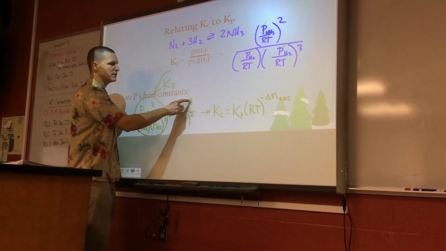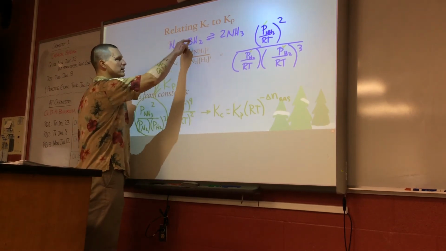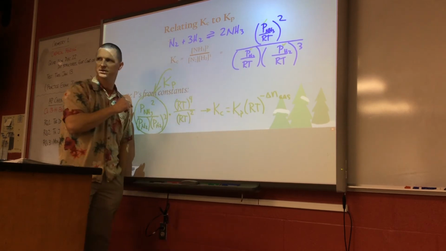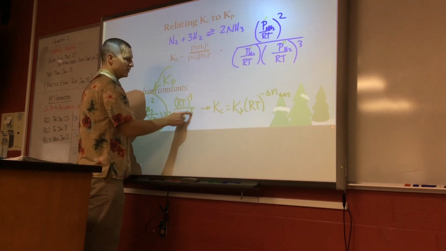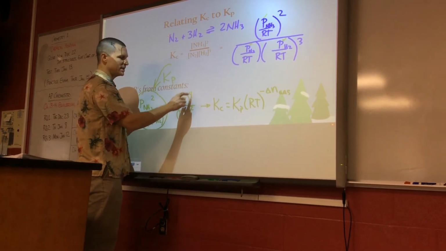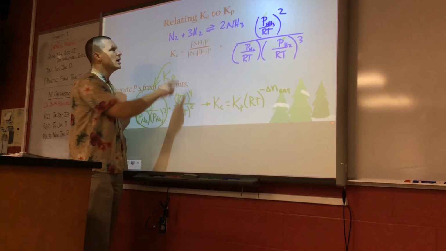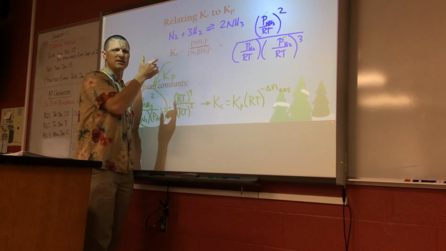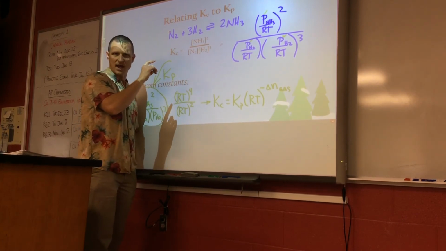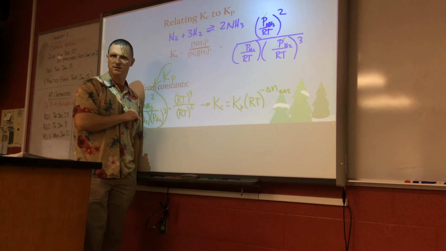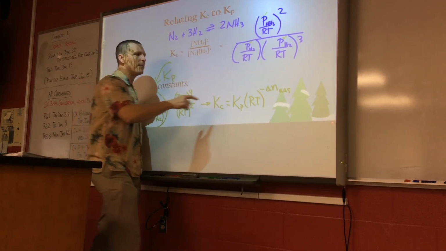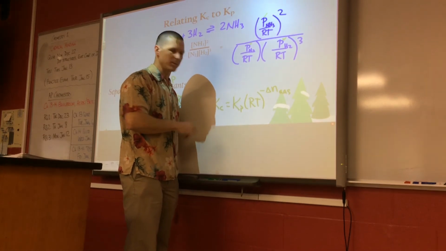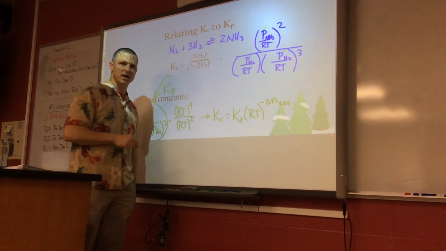Remember how it was RT to the 4th power because there were 4 reactants, divided by RT to the 2nd power because there were 2 products? So you can simplify this by keeping the RT and subtracting 4 minus 2. It's reactants minus products, which is the opposite of delta N. Delta N would be products minus reactants. So I'm calling it RT to the negative delta N power, because negative delta N would be reactants minus products.